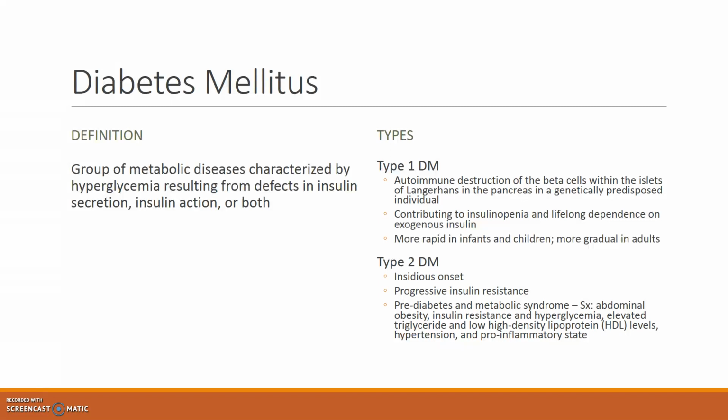Type 2 diabetes is a metabolic disease with an insidious onset. There is progressive insulin resistance, and when you begin to contemplate prediabetes and metabolic syndrome, you're really thinking, okay, this is the profile: abdominal obesity, insulin resistant and hyperglycemia, elevated triglycerides, and low high-density lipoprotein levels, elevated blood pressure, and really markers implying a pro-inflammatory state. And you're looking at those markers through serum analysis.